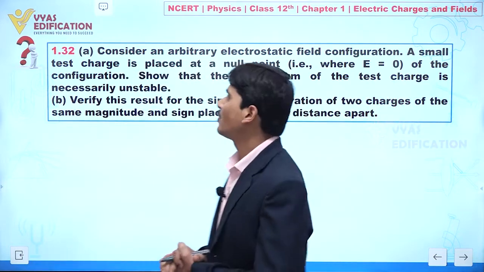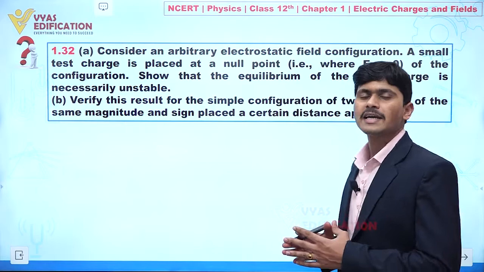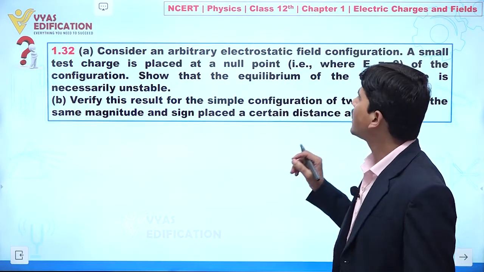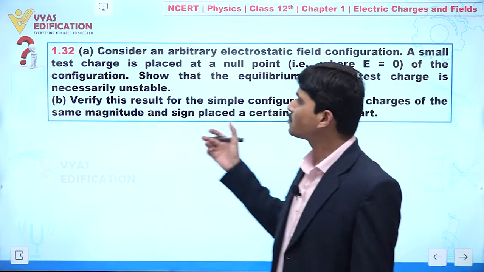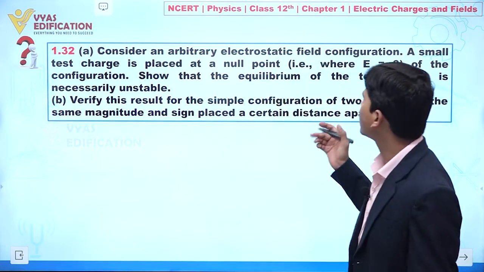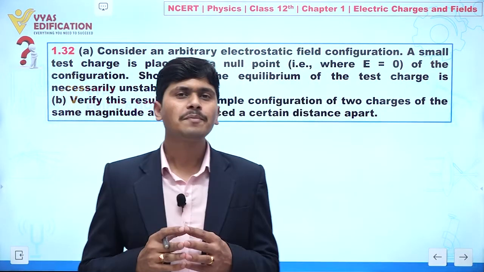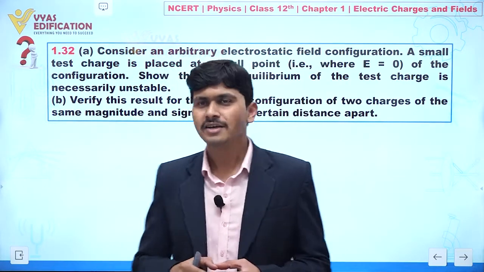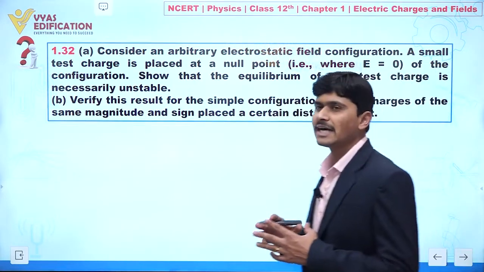Now dear student, we are going to discuss question number 1.32, and here again we have two parts in this question. First part is given to you: consider an arbitrary electrostatic field configuration, and a small test charge is placed at a null point. Do you know what a null point is? A null point is a point at which we will find net electric field 0. Clear? So that the equilibrium of the test charge is necessarily unstable.